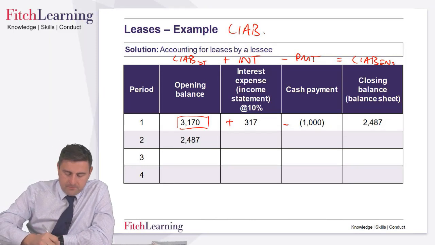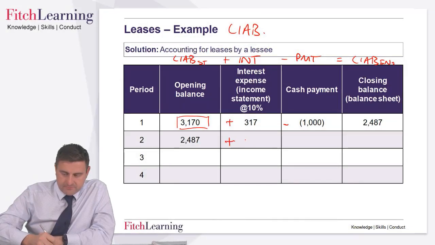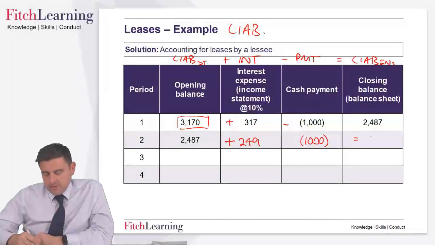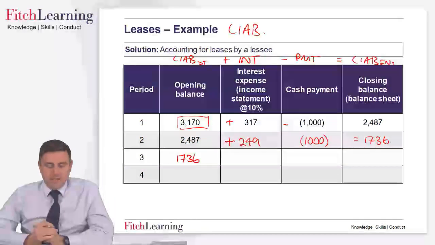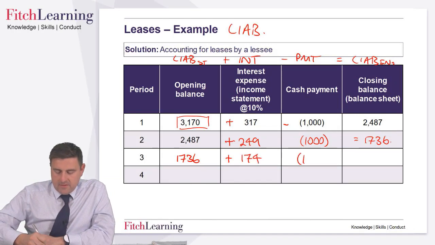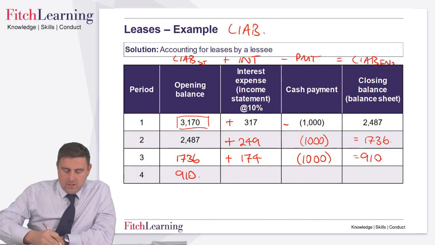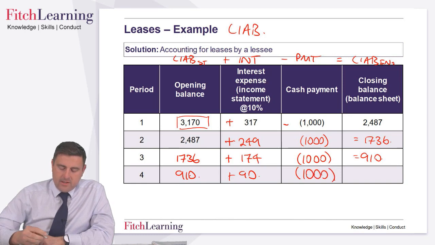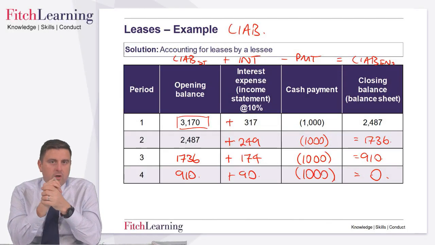And if you keep whizzing through, remember, 10% of roughly, let's say, 2,490 will be interest of 249. So with a bit of rounding here, reduced by 1,000 gives you a closing liability at the end of year two of 1,736. 1,736 begins year three, grows by roughly 10%, let's say roughly 174, gets serviced by 1,000 to give roughly 910. 910 opens year four, 10% is roughly 90, give or take the rounding, and then down by the 1,000, you've got basically zero left at the end. The balance has been paid off over the life, which is 4 years.